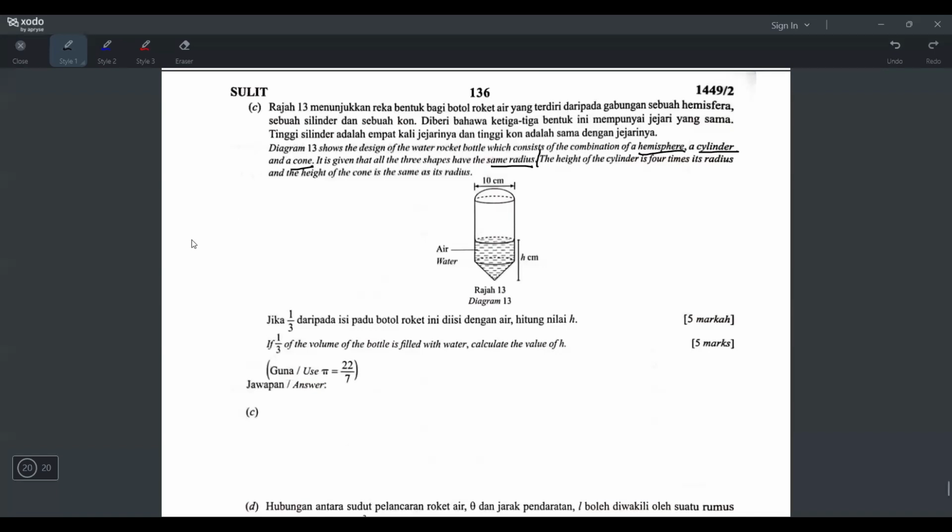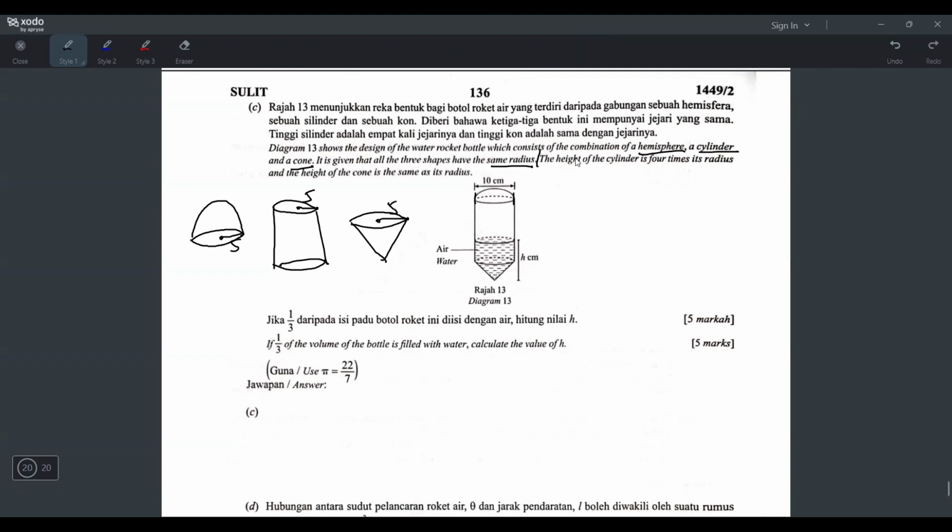I think I will draw the shapes separately. We have a hemisphere here. Hemisphere means half a sphere. Then we have a cylinder here, and then a cone here. Since they have the same radius, the radius here is the same. We can find the radius, because if you look at the diagram, from here to here is 10 cm. So this is the diameter of the hemisphere. To get the radius, 10 divided by 2, so this is 5. Since they all have the same radius, this one is 5 also.